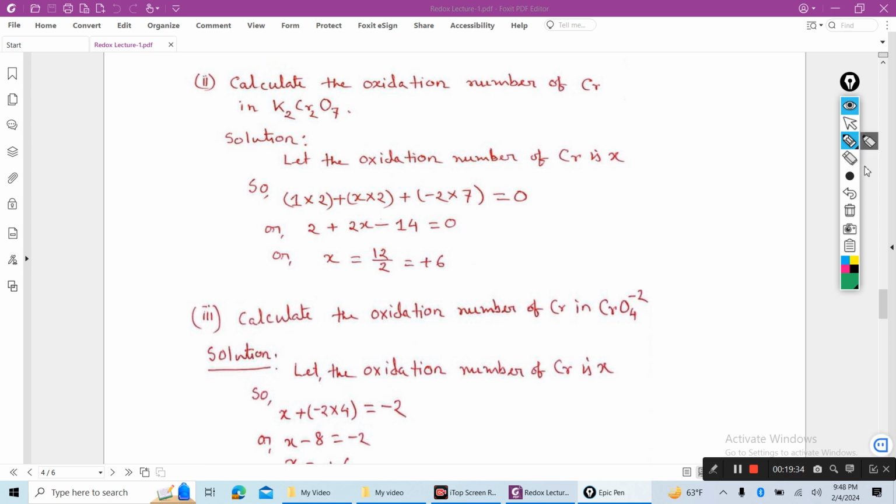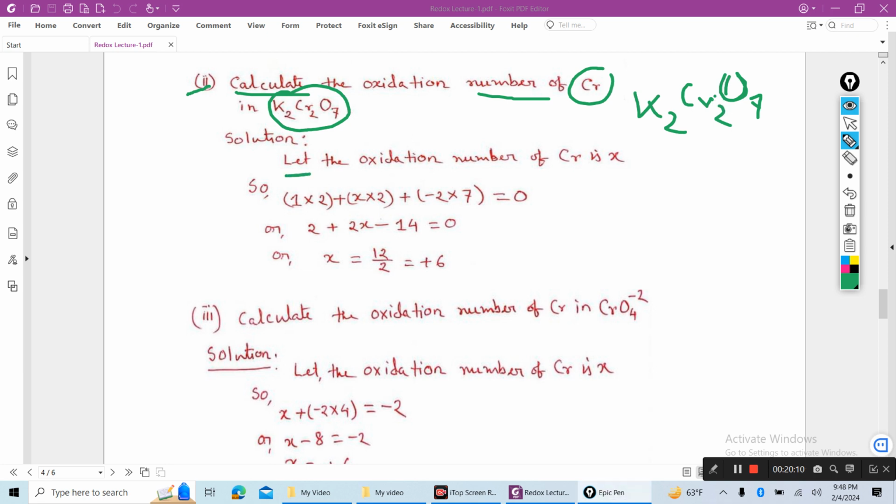Now you can see the second one. Number 2, calculate the oxidation number of chromium in K2Cr2O7, potassium dichromate. Here let the oxidation number of chromium be x. You don't know what the x value is, so you will calculate. Chromium is x.